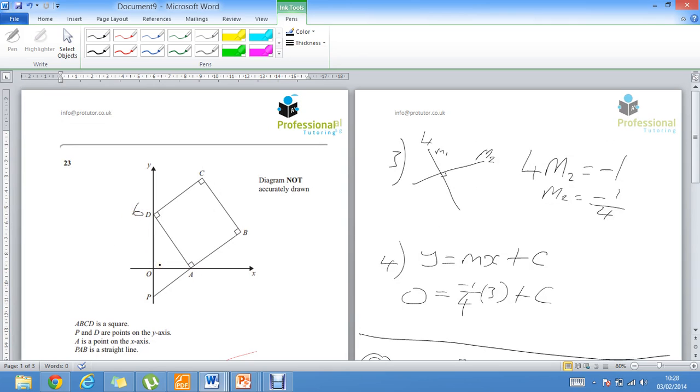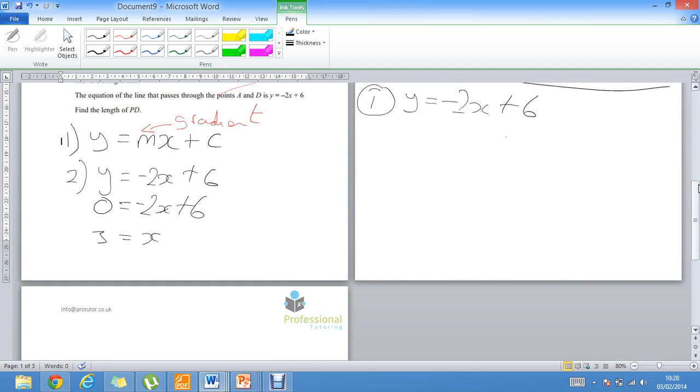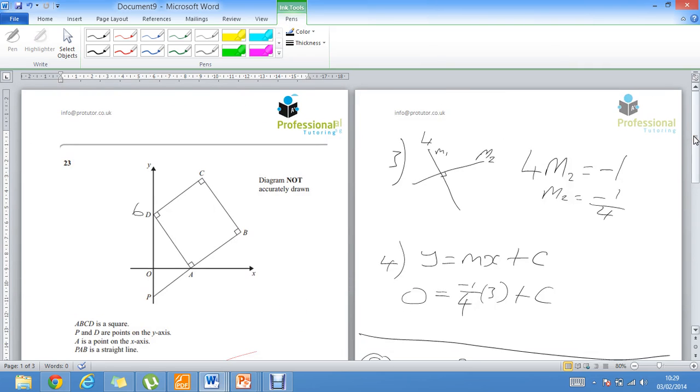Point A, remember, the y value will be 0. So if I've got a 0 here, I'm trying to find out what my x is. So I'll take that 6 to the other side, that'll become minus 6. I'll look at minus 2x, and then divide that minus 6 by minus 2. That'll give me 3, and that will equal x. Okay, so 3 is the value of x on point A.